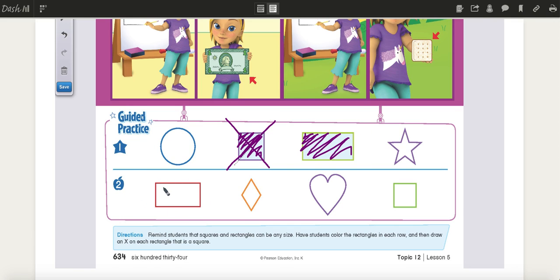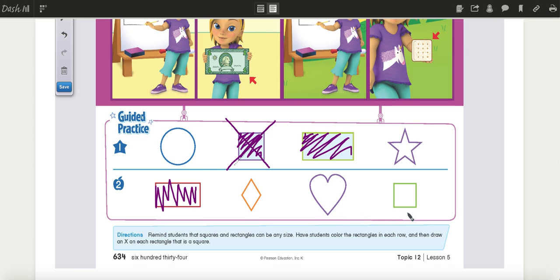What shape is this? Yes, it's a rectangle. So let's go ahead and color it in. Okay, let's move on to the next one. What is this? A diamond or a rhombus. Good job. Let's look at the next shape. What shape is it? A heart.